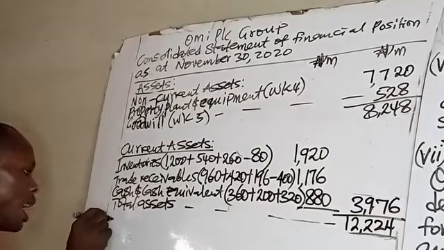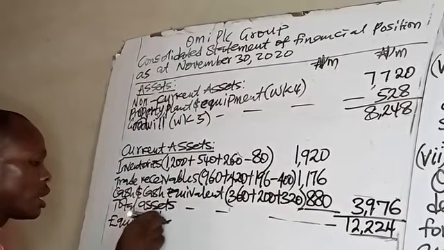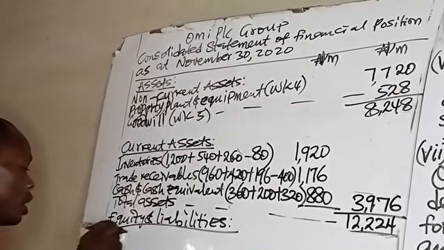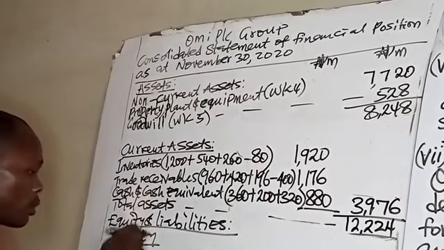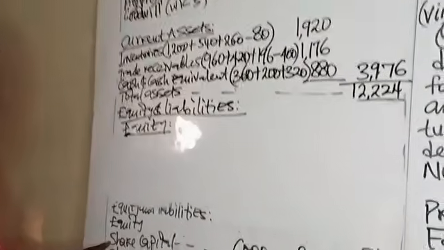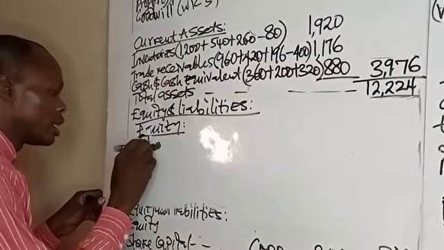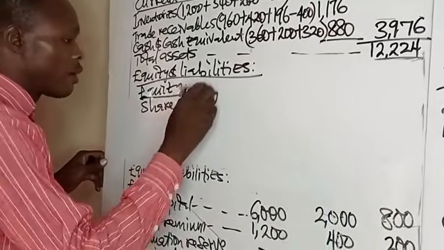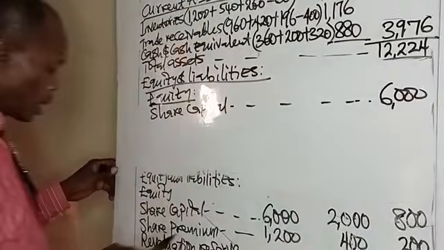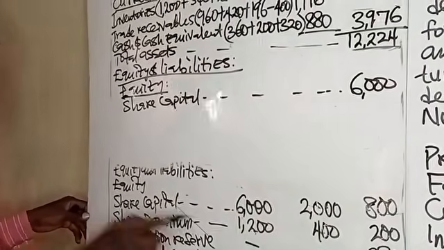Total assets, 12,224. Equity and liabilities. Under the equity section of the statement of financial position, our equity includes share capital, 6,000. I've told you that of the parent company only will be used. So share capital, since there are no further issue of share since acquisition, we have 6,000.